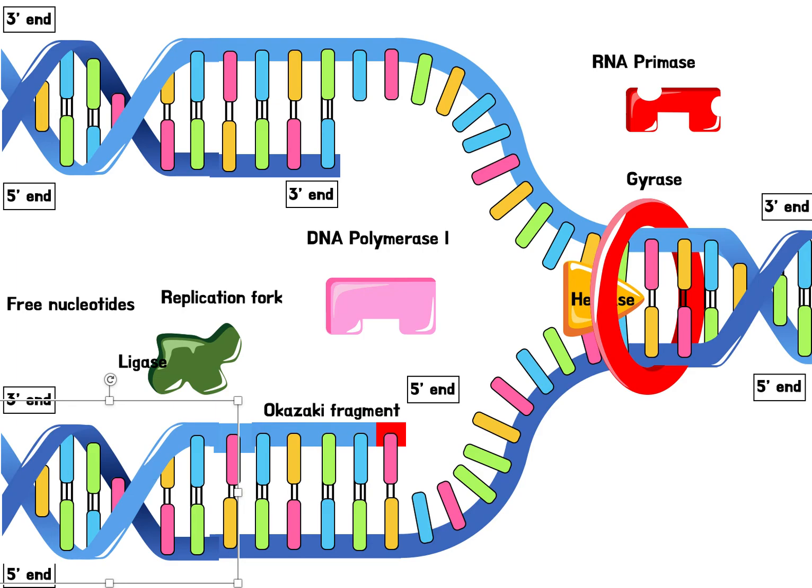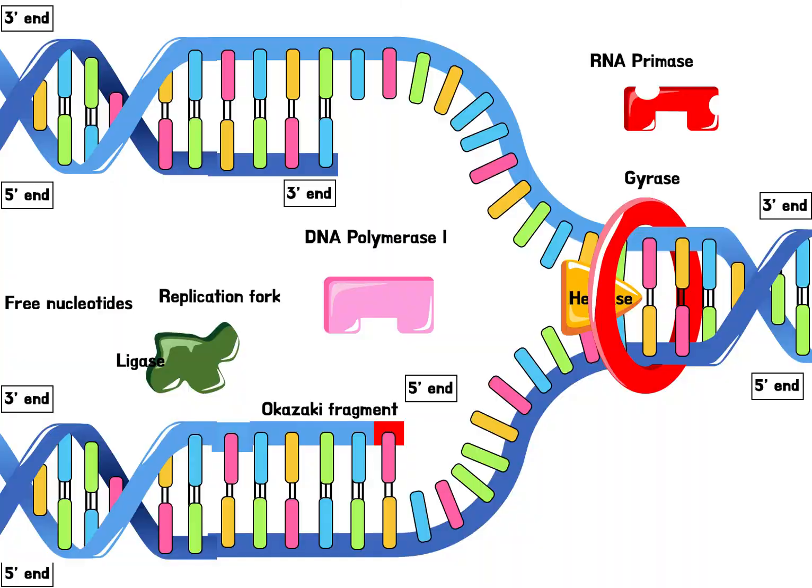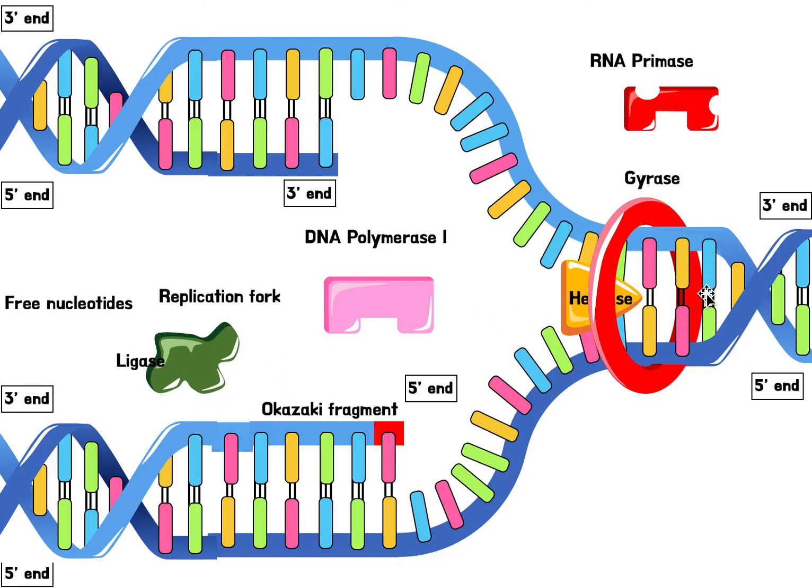So right here on the next page, I'll quickly show you a word form of this just so it's a bit more clear. First steps first, the DNA double helix is unwound and separated using helicase, forming the replication fork, right? We know that. Helicase unwinds it, separates the DNA by breaking these hydrogen bonds, forming this replication fork. Gyrase, next one. Gyrase will reduce the strain to prevent supercoiling, right? It's going to prevent this DNA here from forming a helix so that the helicase can do its job.